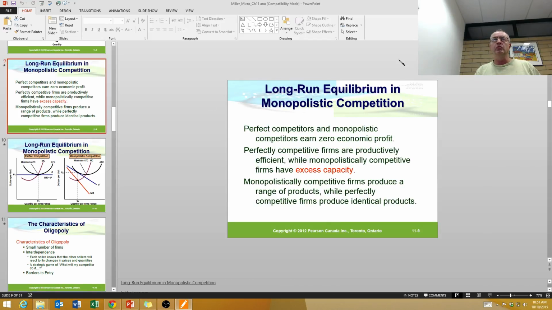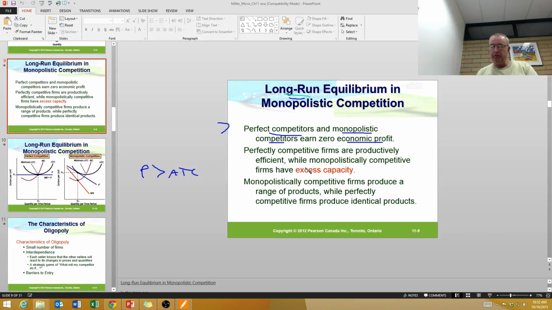Okay, so in the long run, I should go to blue. In the long run, in perfect competition, economic profits are zero, and in the long run, in monopolistic competition, economic profits are also zero. But in monopoly, in the long run, there are economic profits, and there are profits in the long run in monopoly because price is greater than average total cost. That's our definition of economic profits.